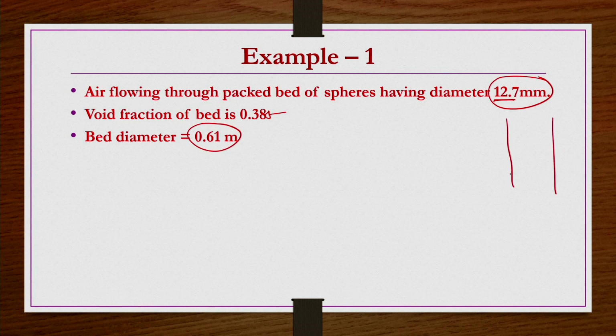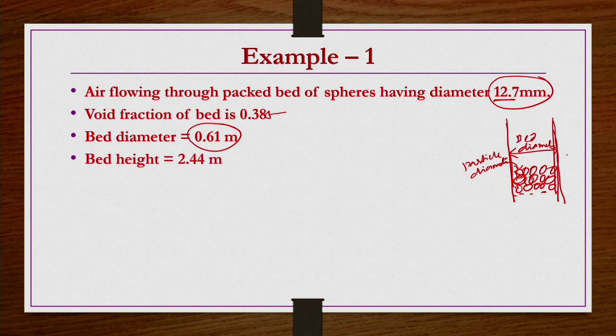See, this is the column in which you are doing the packing. This is nothing but the bed diameter, and this is the particle diameter, as the particles have certain diameters. Assume all the particles have the same size and shape; spherical shape is given and the size is 12.7 mm, that is also given.